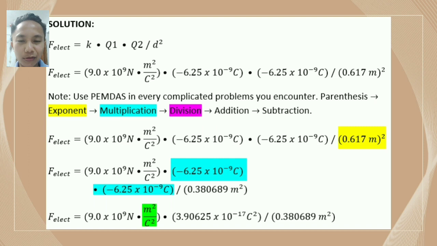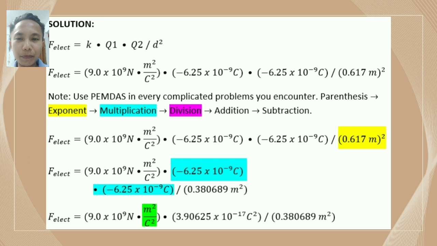Now, let's first square the quantity of 0.617 meters. Multiplying 0.617 meters by itself, we will get the value of 0.380689 meters squared for the squared value of the separation distance.